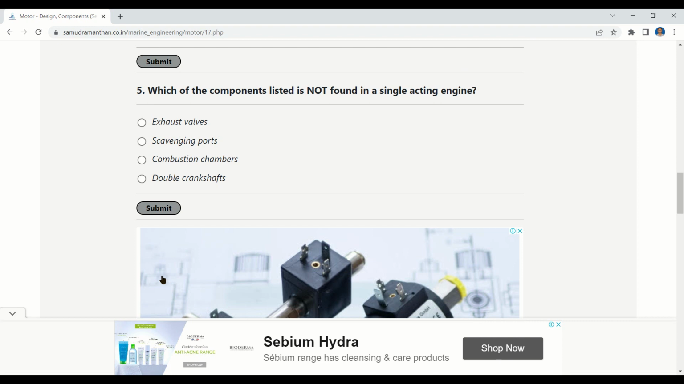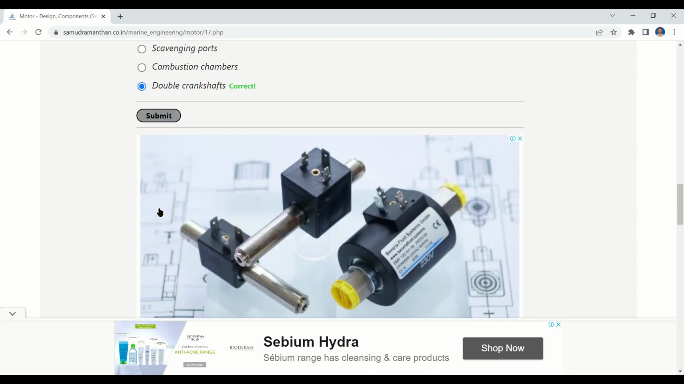Our next question is which of the components listed is not found in a single acting engine? And the given options are exhaust valves, scavenging ports, combustion chambers, double crankshaft, and the correct option should be double crankshaft. All three of the other given parts are in a single acting engine.